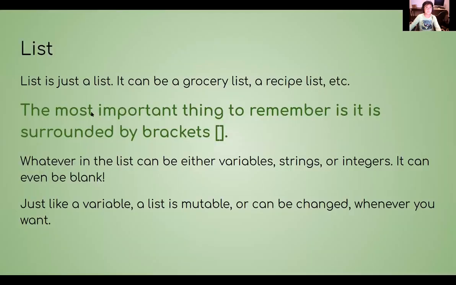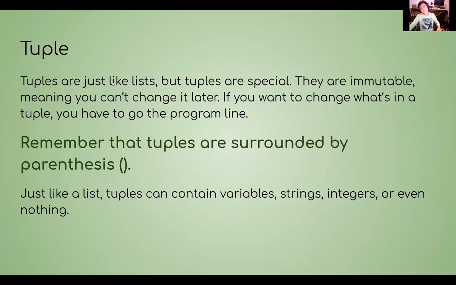Next container, tuple. Tuples are like lists, but they're immutable. That means you can't change it. That's a fancy word to say that you can't change it in Python. So you can't append anything, you can't pop anything, you can't delete anything. If you want to change anything, you have to go back to the original line and change it there. That's not very cool, but it's a tuple.